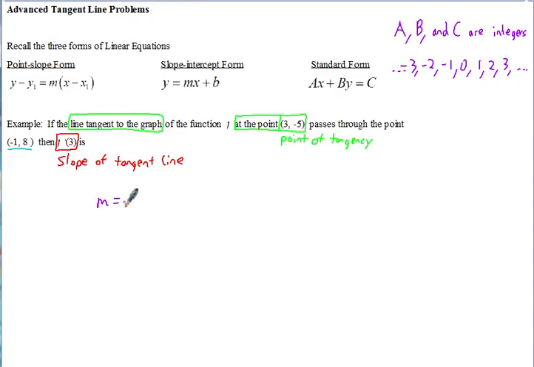Remember the slope formula is the difference of the y's, so -5 minus 8, over the difference of the x's, 3 minus -1, which gives you -13 over 4. That represents the slope of the tangent line, and that's what f prime of 3 also represents. So f prime of 3 equals -13 over 4.